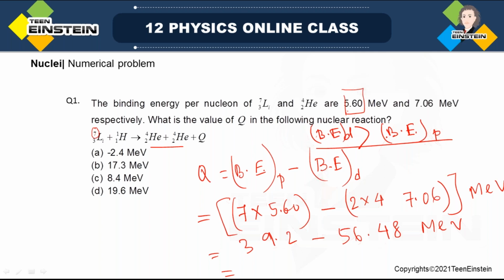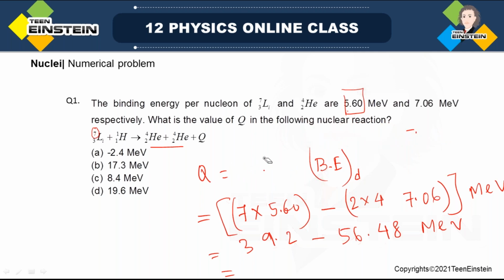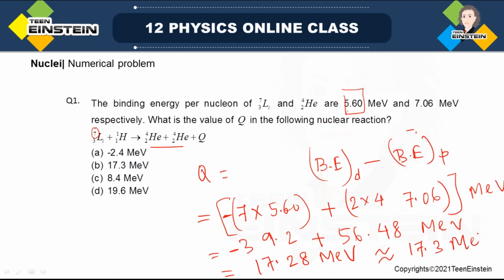So we have to actually subtract from here, daughter minus parent. Binding energy of daughter, binding energy of parent. So if you take the difference over here, let me give a minus sign over here, positive. So this will be positive, this will be negative. So you will get 17.28 MeV, which is nearly equal to 17.3 MeV.